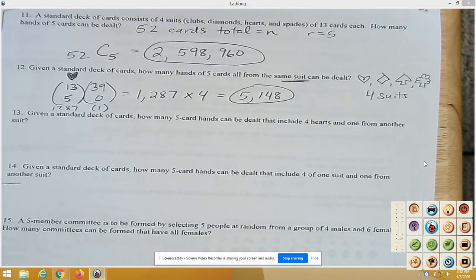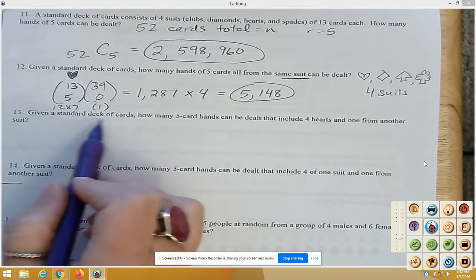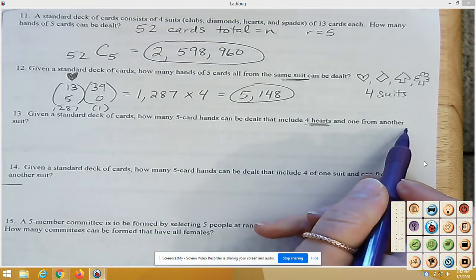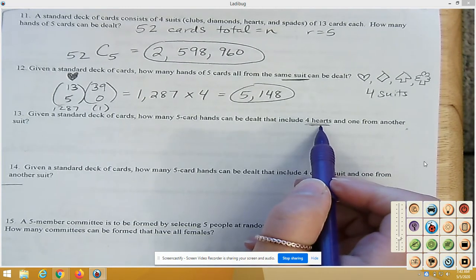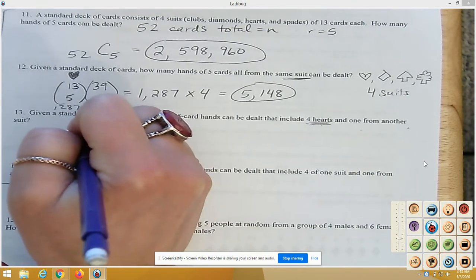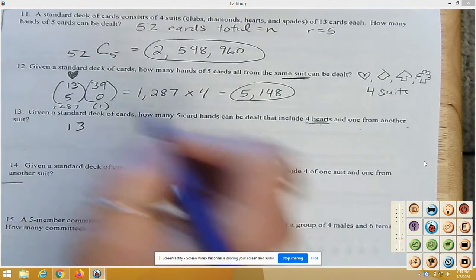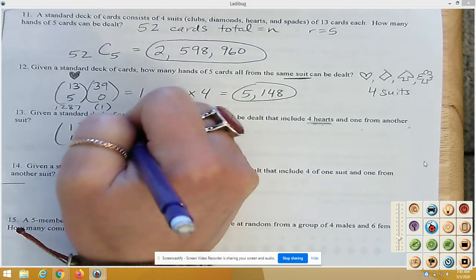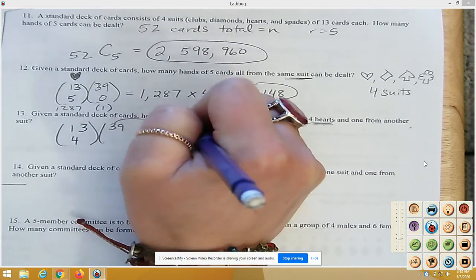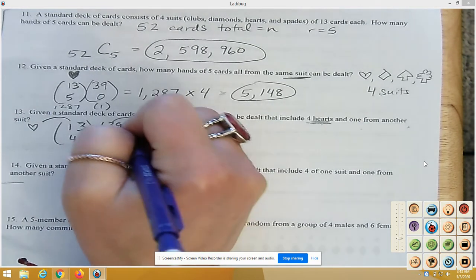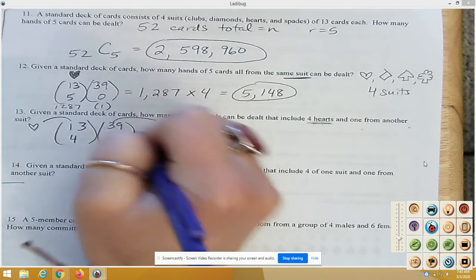So this one says that any suit you could have, whereas number 13 specifies. Given a standard deck of cards, how many 5-card hands can be dealt that include 4 hearts and 1 from another suit? This one is telling you exactly how many hearts and how many non-hearts you want. There are 13 hearts in a deck, and we're going to select 4 of them. There are 39 that are not hearts. Out of the 39 that are not hearts, I want 1 of them.